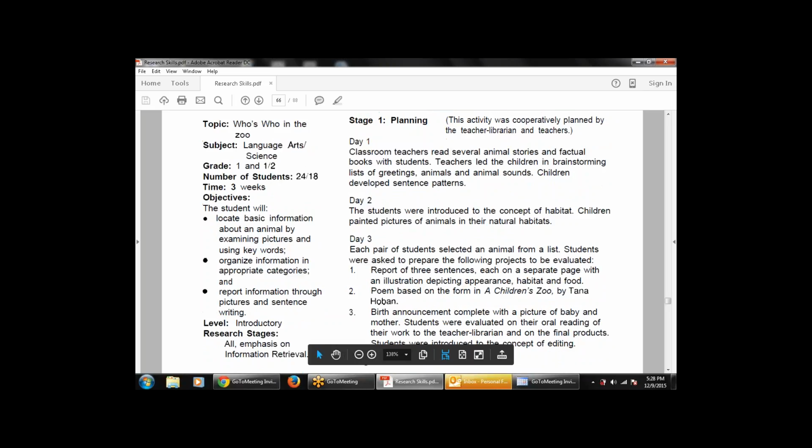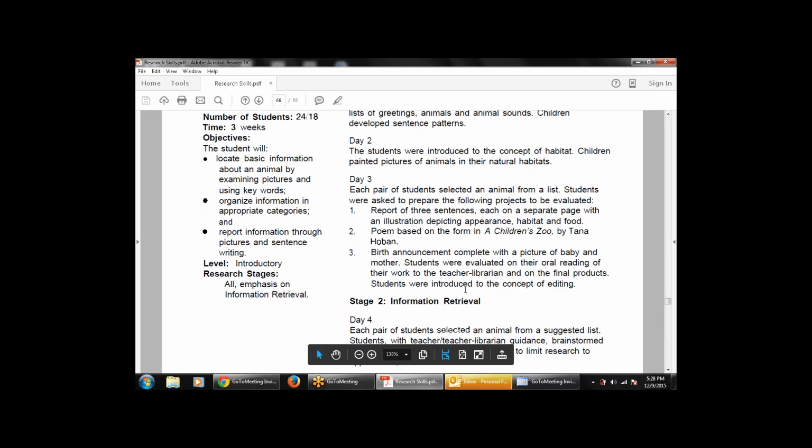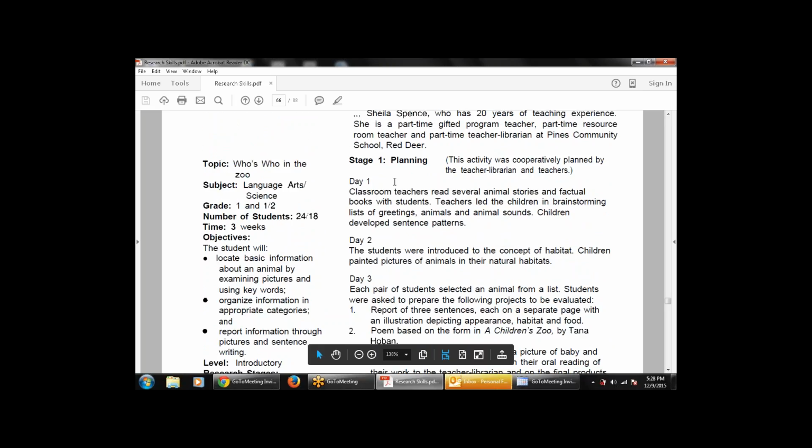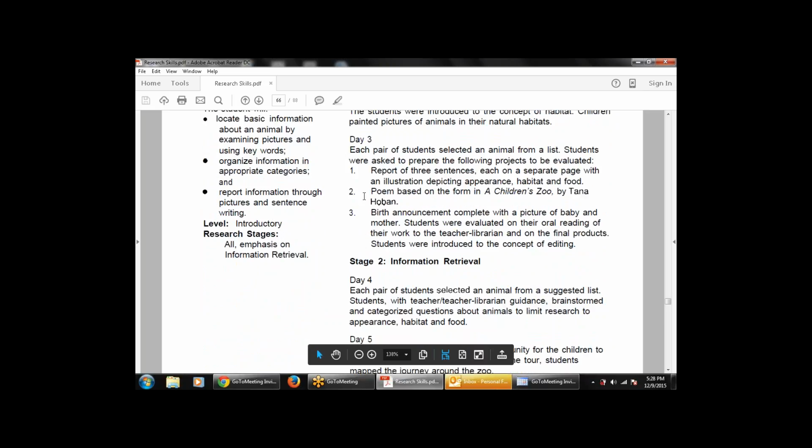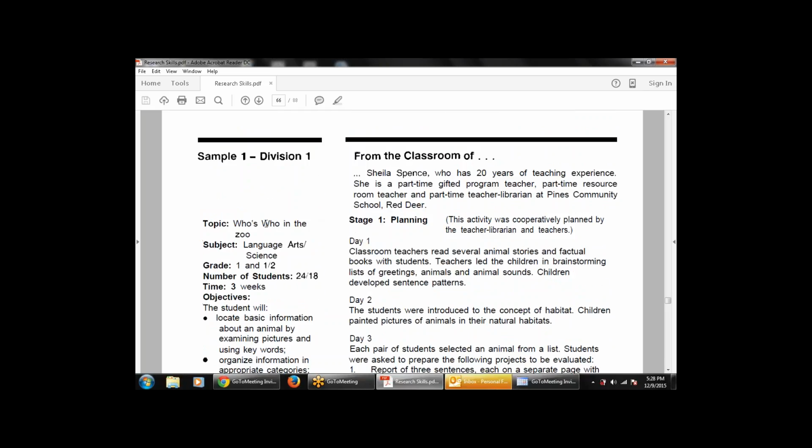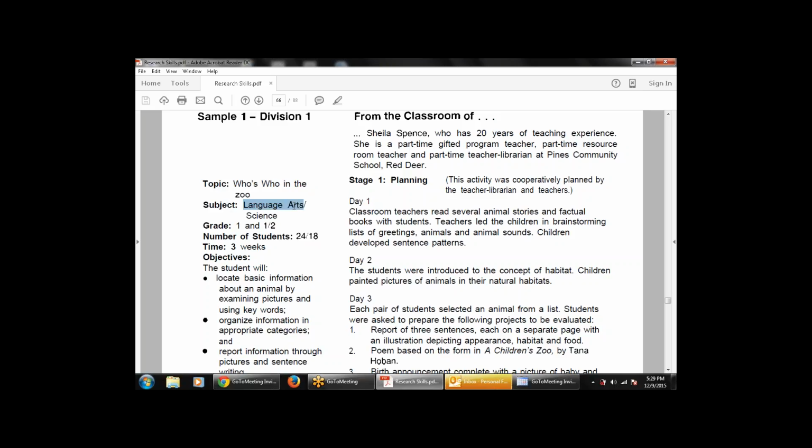That is the day number 3 activity, and students will be introduced to the concept of editing. So this is the planning that is carried out within 3 days, that is day 1, day 2 and day 3. Now read this one. What is the topic? Who is in the zoo? Then the subject is language arts and science, using either English or science.